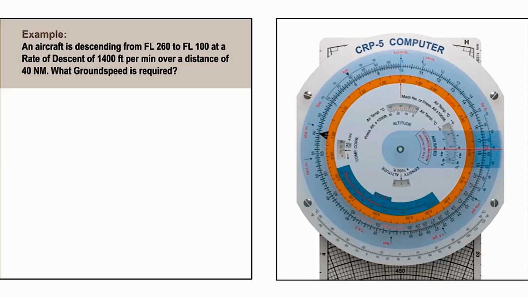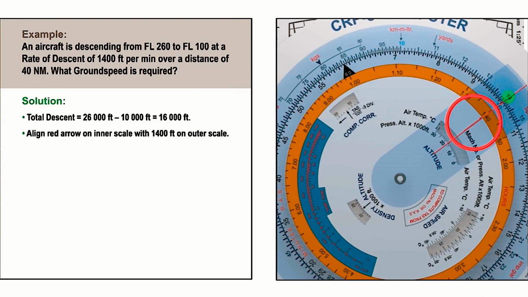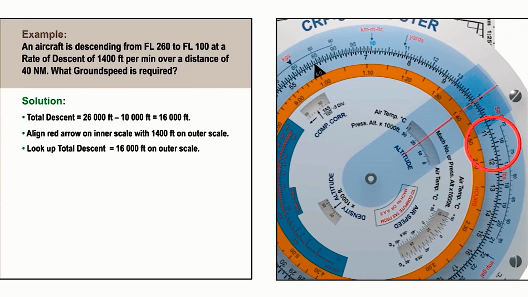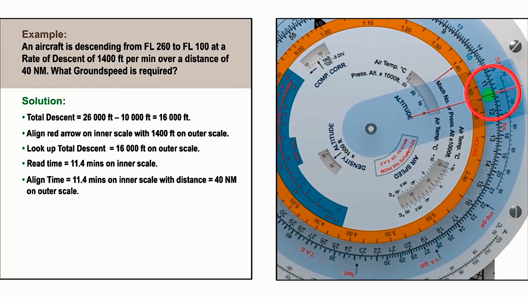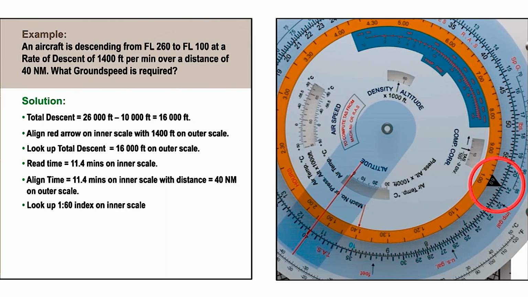And in this last example, we know the rate of descent and the distance covered during the descent, and we need to work out the ground speed. Setting the rate of descent, 1,400 feet per minute, against the red arrow on the inner scale, we look up our total descent, 16,000 feet, on the outer scale, and read the time taken of 11.4 minutes on the inner scale. Now, if we align this time on the inner scale with the distance of 40 nautical miles on the outer scale, we can read the ground speed, 210 knots, on the outer scale opposite the 1 in 60 index black triangle on the inner scale.